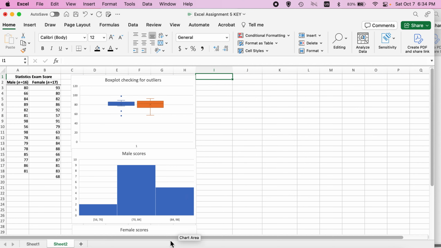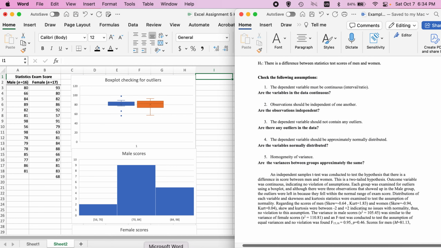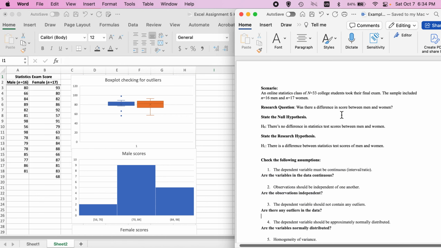I want to talk about what you need to have for Excel assignment 5 and the corresponding write up. We are going to run an independent samples t-test. So first of all, we look at the scenario.